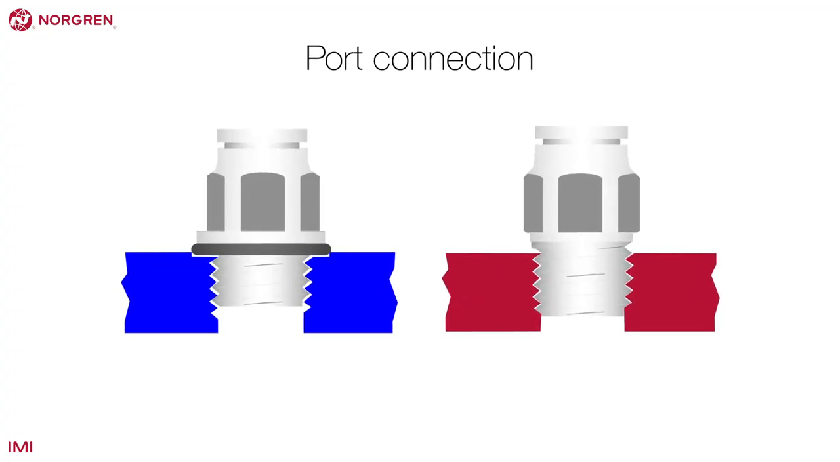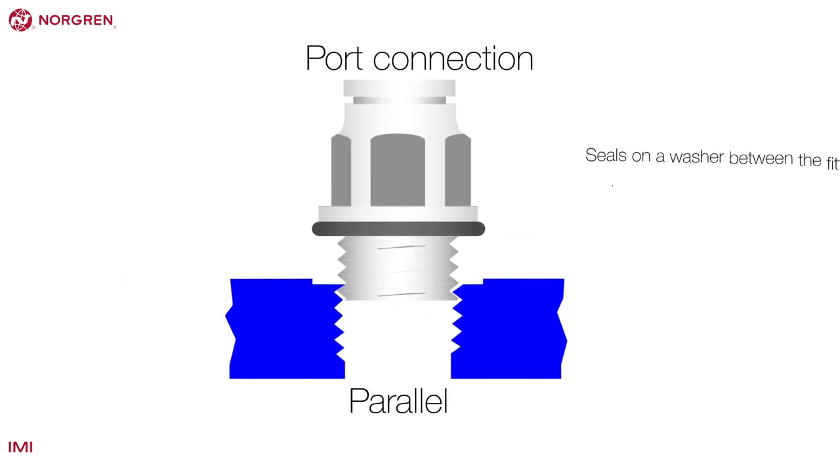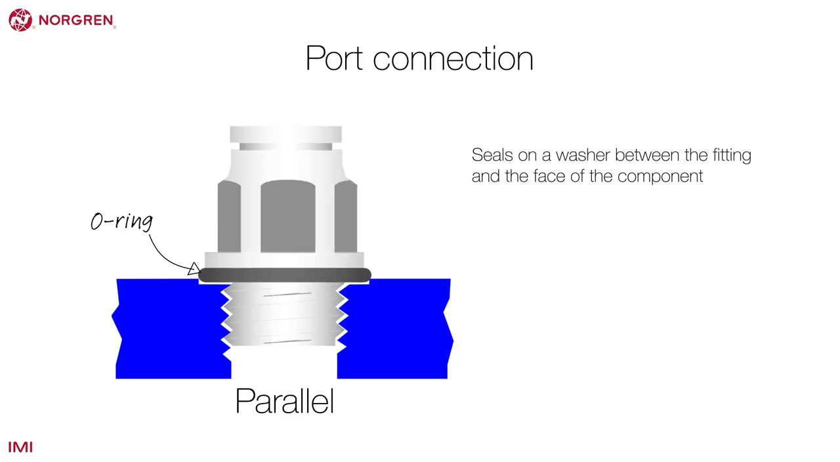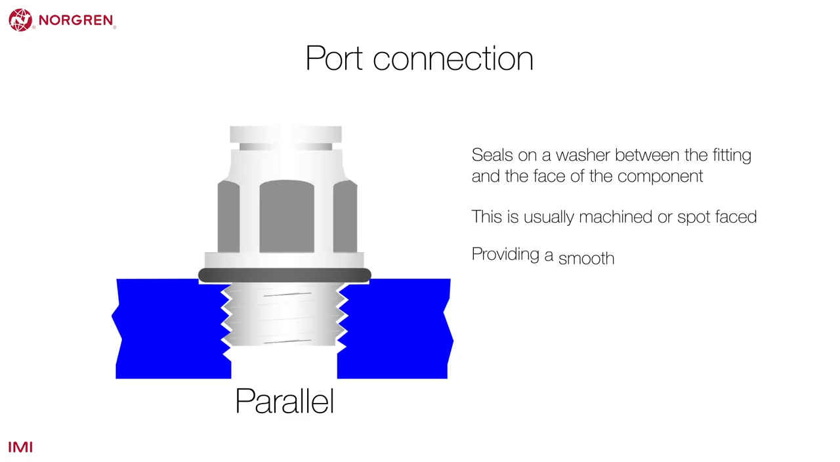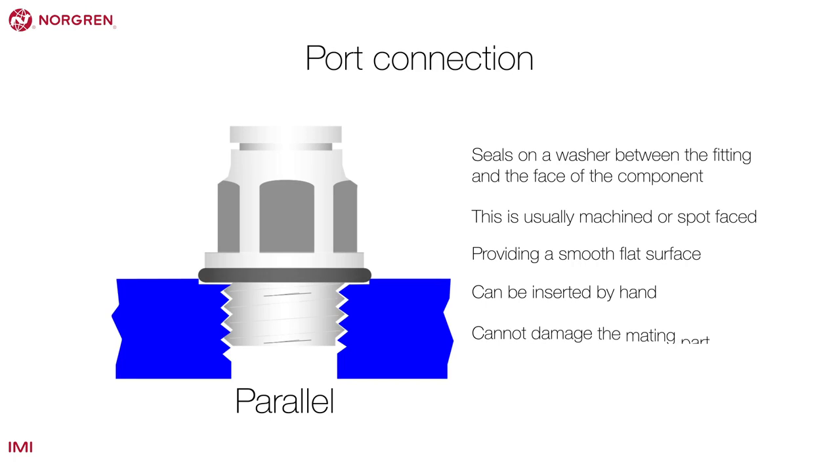The port connection can be parallel or taper thread. A parallel thread seals against an O-ring between the fitting and the face of the component, which is usually machined or spot-faced, providing a smooth, flat surface. Parallel threads can be inserted by hand and cannot damage the mating part.